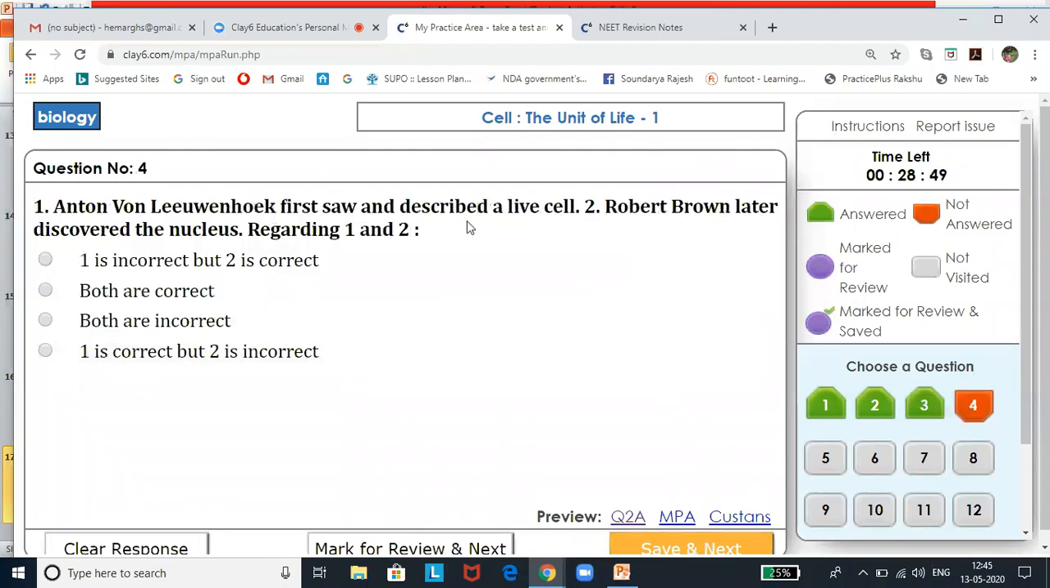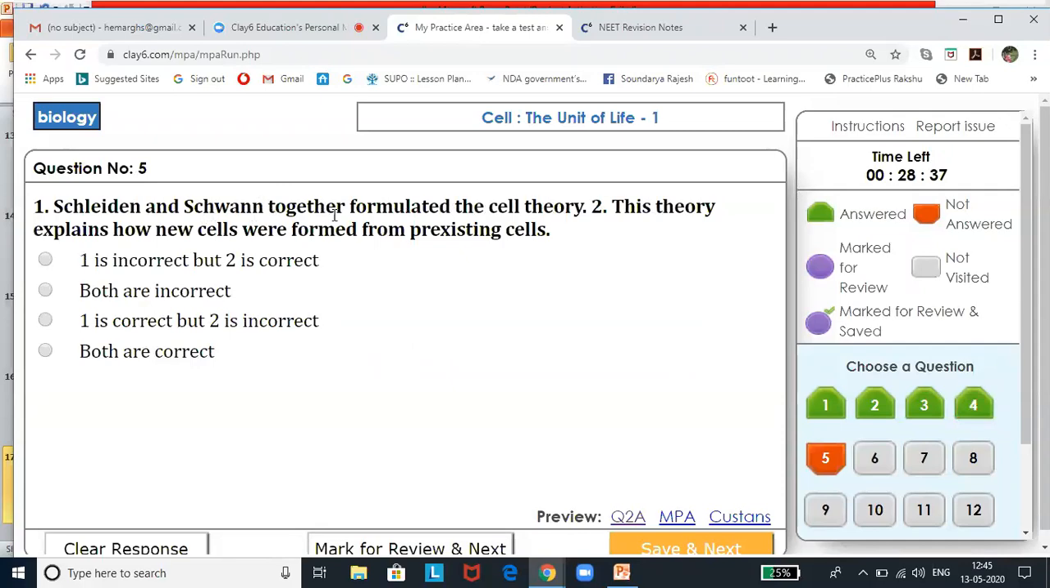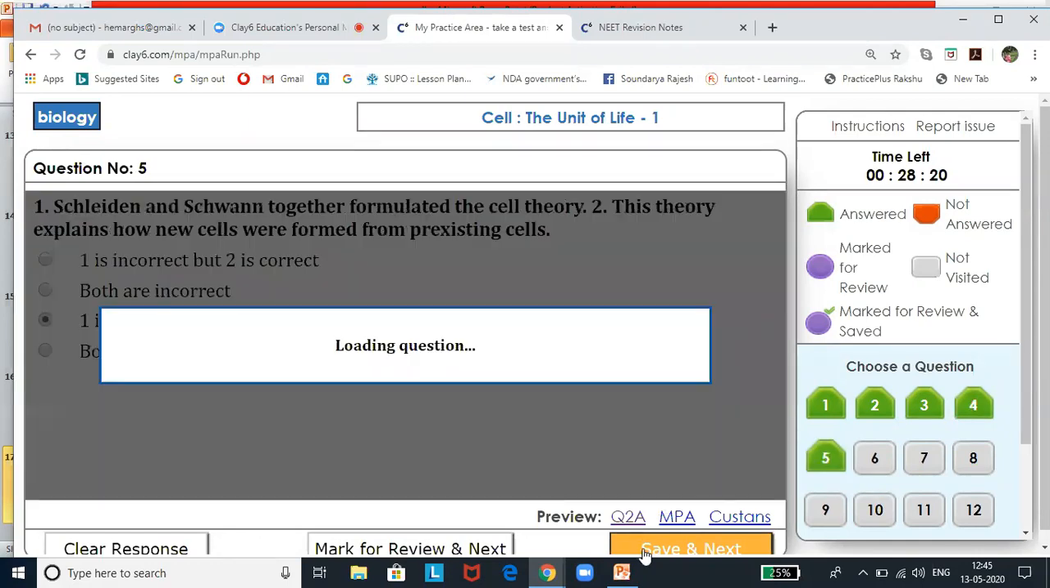Anton van Leeuwenhoek first saw and described a live cell, true. Robert Brown later discovered nucleus, true. Regarding 1 and 2, both are correct. Schleiden and Schwann together formulated the cell theory, true. This theory explains how new cells were formed from pre-existing cells, false. Because it was only Rudolf Virchow who explained how new cells were formed. So 1 is correct, but 2 is incorrect.